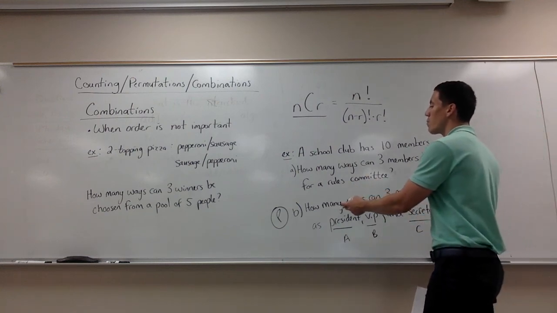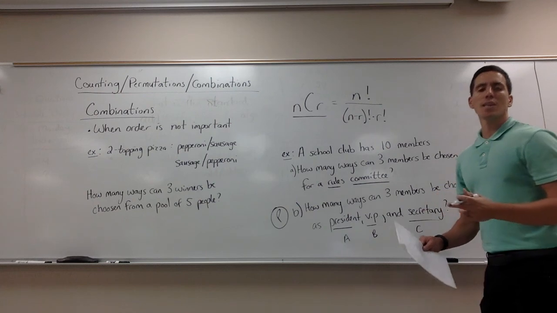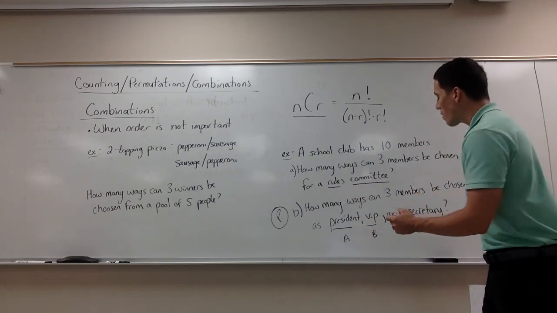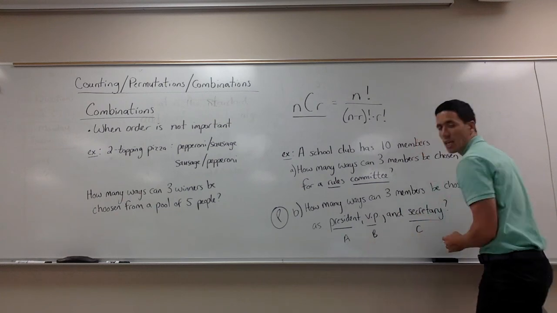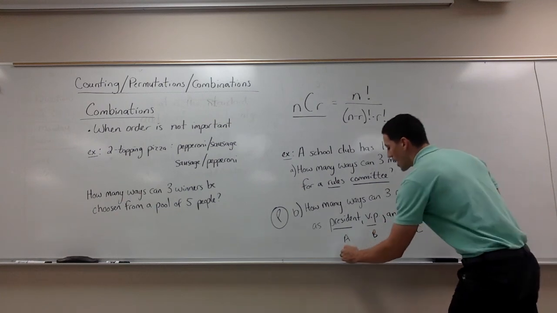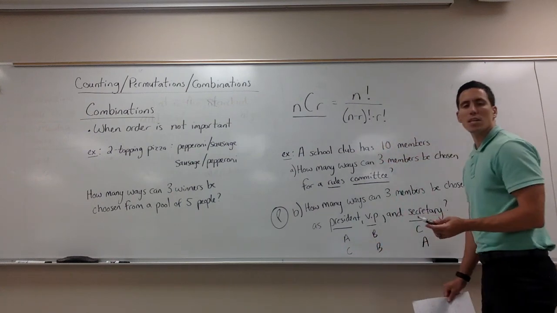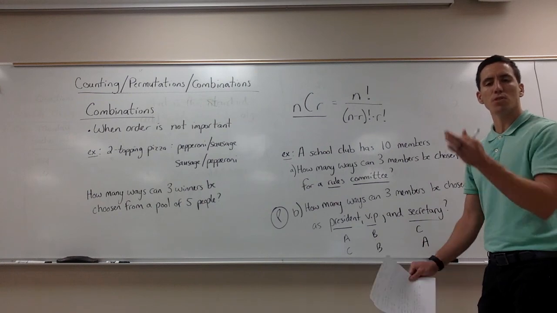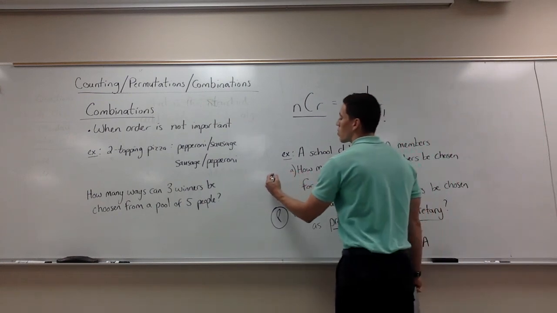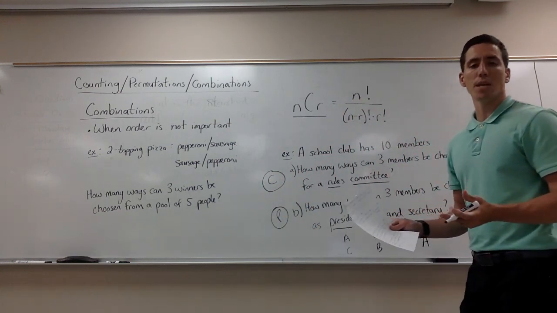In part A of the problem, you'll notice that the rules committee is general, meaning that it's just a committee without specific roles. So having persons A, B, C in the committee would actually be the exact same thing as having persons C, B, A. That is the exact same committee. It's the exact same 3 people, since we're not differentiating between what they will do. So in this case, we would say order does not matter, and so we are making use of a combination.